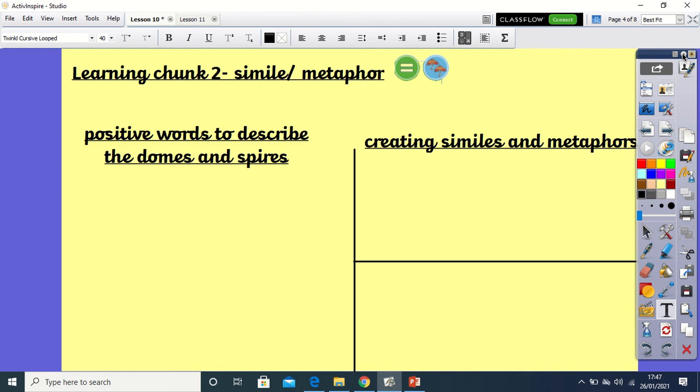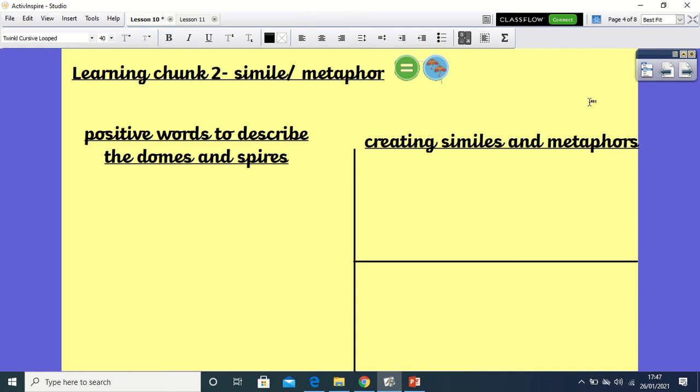Okay, looking at learning chunk 2 then. So here we're going to be thinking about similes and metaphors, and we've done a little bit of work on this, haven't we now? So remember, a simile is where you use like or as to compare one thing to another. And then a metaphor is similar, except we do not use like or as, and we are almost saying that something is something else for our comparison. So there are 2 techniques where you compare things, but you do that in a slightly different way.